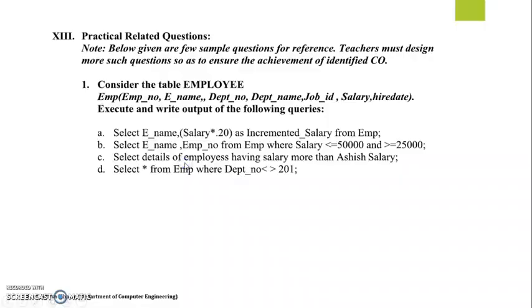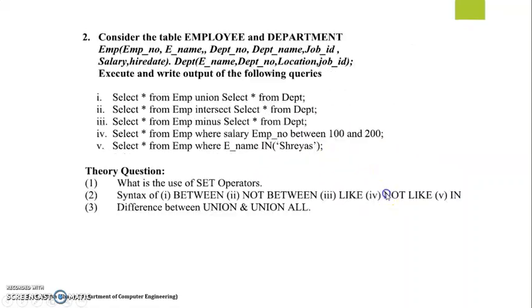Now these are some practical related questions. I have tried to solve this question, like here salary into 20%, salary between 50,000 to 25,000. Then employee having salary more than, here it is specified Ashish, we have taken the example of Rahul. We have also used the not equal to operator. Then again this is another question, based on this union and intersection we have done. Then the between operator also we have seen, and the in operator also we have seen.